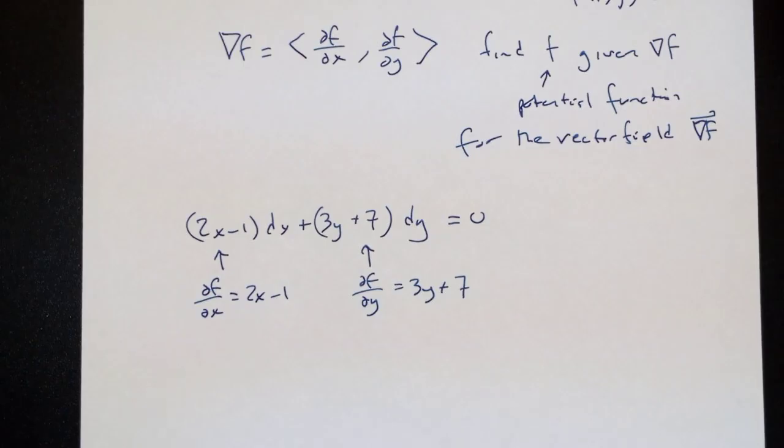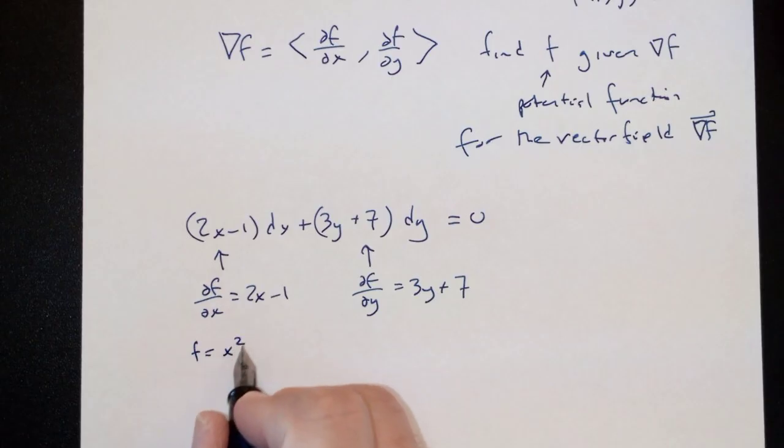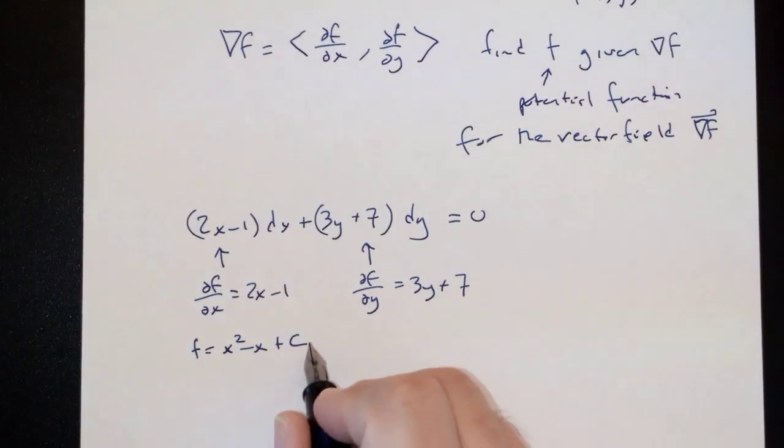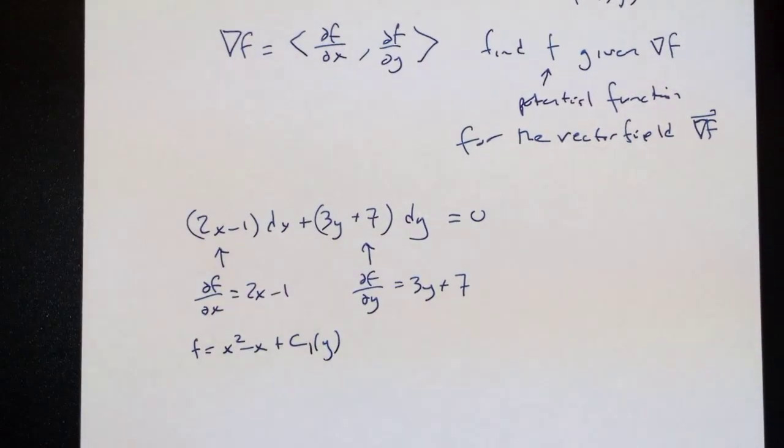So take the integral with respect to the right variable, yes? So to get f from here, I would say, oh, I got x squared minus x plus some constant. But wait, that constant is only a constant in terms of the x variable. That thing could have y's in it. So I'm going to write it as C1 of y, because it could have y's. It might not, it might just have a constant, but it could have a y in it.